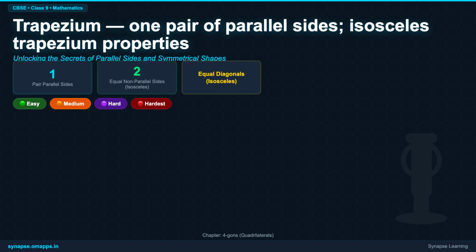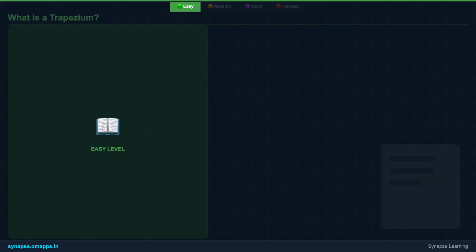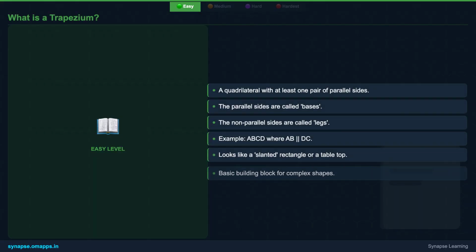Let's begin. Ready to discover a quadrilateral with a unique twist? Let's dive into the basics of trapeziums and their special cousin, the isosceles trapezium. So, what exactly is a trapezium?